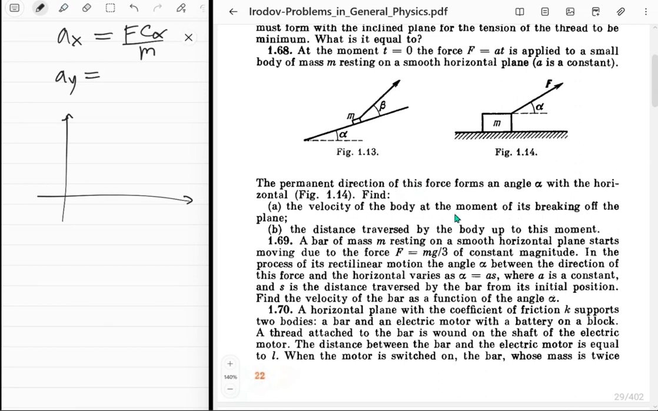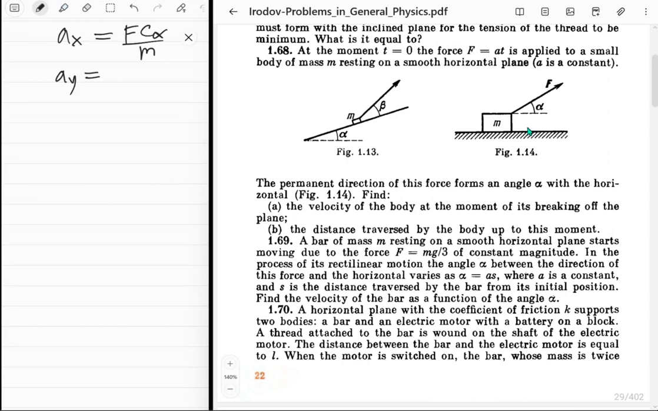Velocity of the body at the moment of leaving. Okay, so we don't have to graph this actually. Just have a body up to this. Fine, no big deal at all. So when it breaks off, there's no velocity in the y direction till now because it's just starting to accelerate.